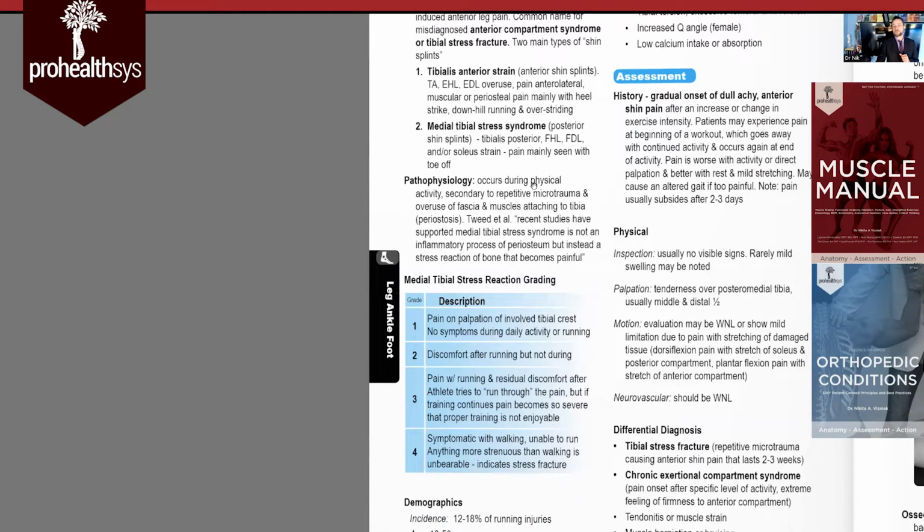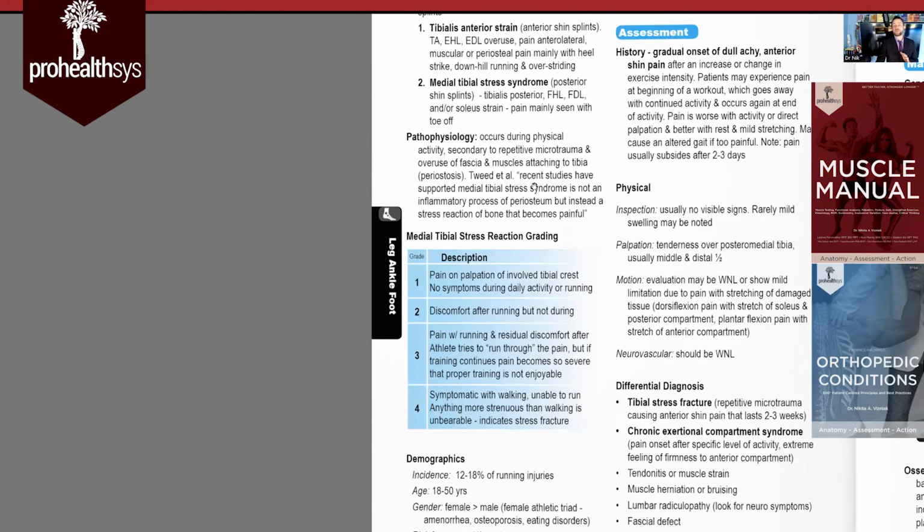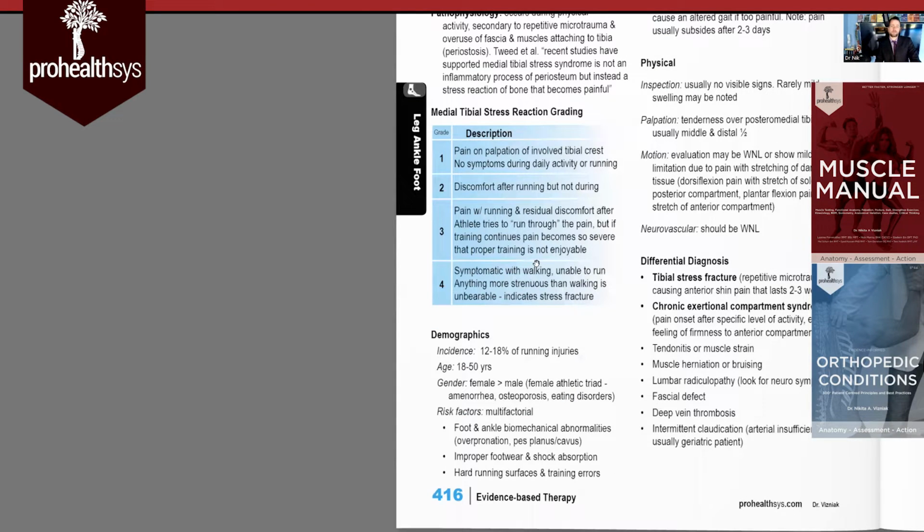It occurs during physical activity, running, secondary to repetitive microtrauma and overuse of the fascia and the muscles attaching, typically tibialis anterior. Recent studies have supported that medial tibial stress syndrome is not an inflammatory process of the periosteum, but instead a stress reaction of the bone. So please be aware of that, from Tweed et al. So medial tibial stress reaction and grading, that's what we're going to run down here. I'll do the differentials in a little bit, but I just want to make sure that we understand this.